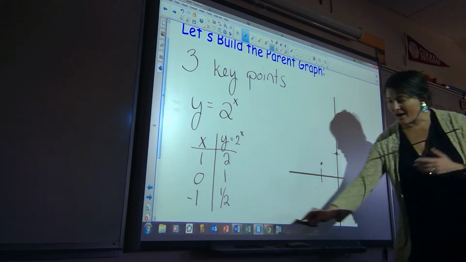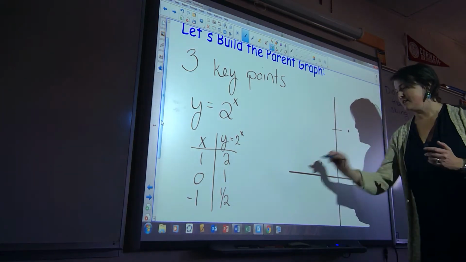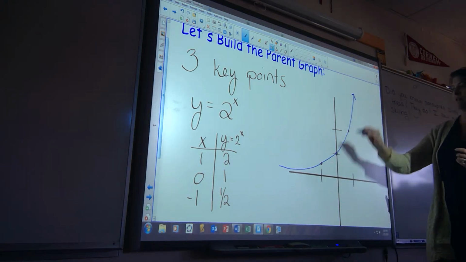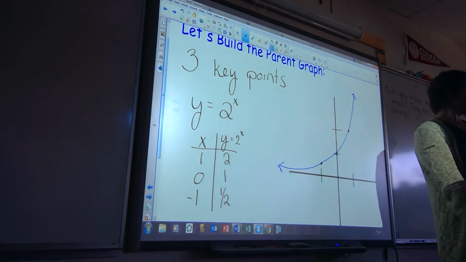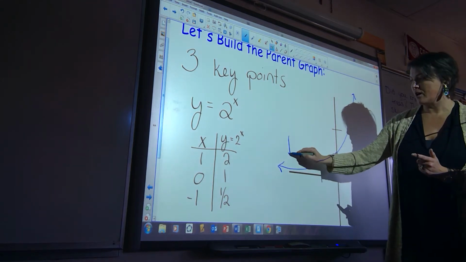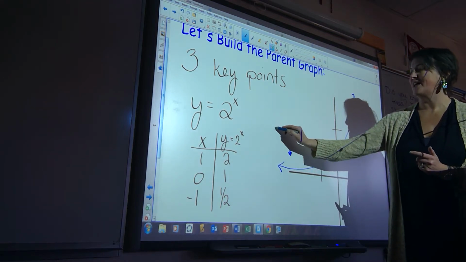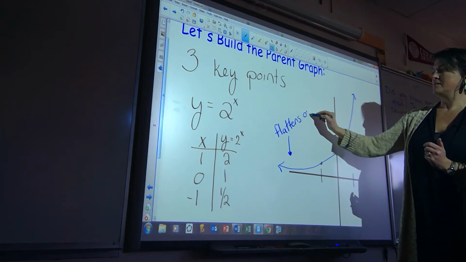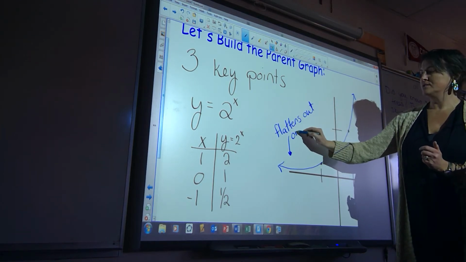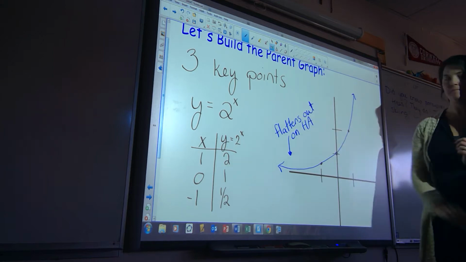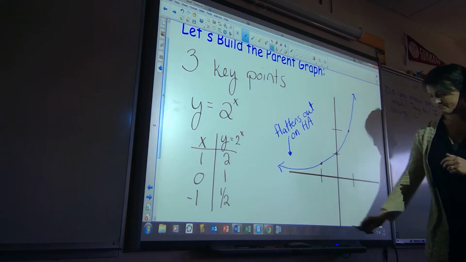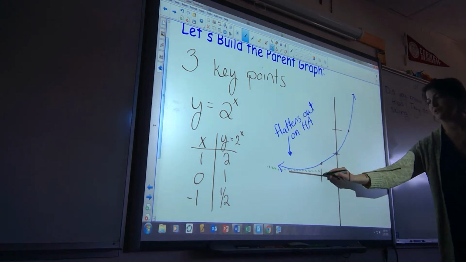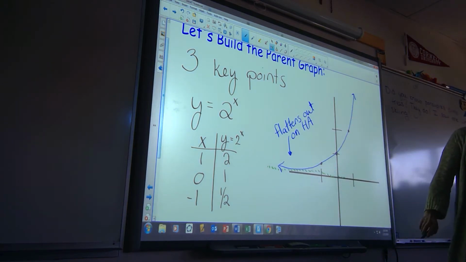All right, so when you graph, we do want to see these 3 points. We want to see our curve with arrows on both ends. This part of the curve should flatten out onto the horizontal asymptote. And then oftentimes we will ask you to show that horizontal asymptote. That's supposed to be on 0.